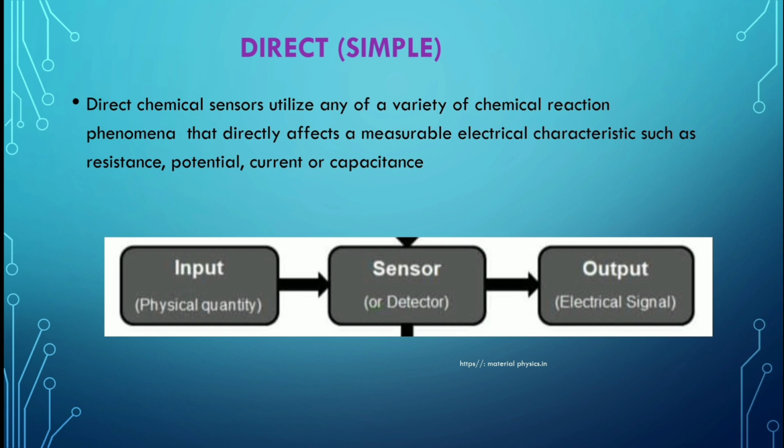If you have a sensor, in this case a chemical sensor, and that chemical sensor is giving you an electrical signal due to the reaction directly, then we call it a direct sensor. There is no indirect process involved. Some materials reacting with another material and giving an electrical signal, we call it a direct sensor.